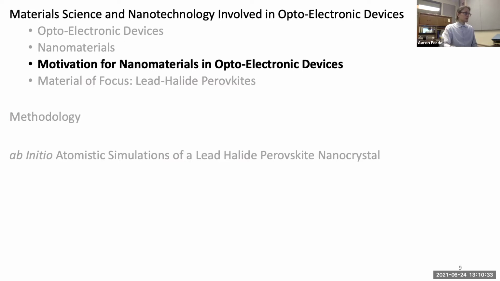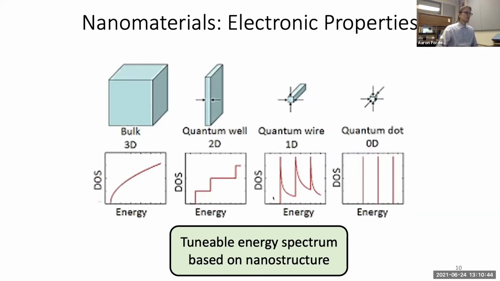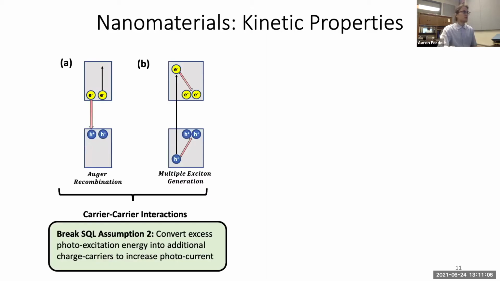And so the motivation for incorporating these materials into optoelectronic devices is that their electronic properties are highly tunable. Going from bulk materials to more and more confinement, the energy levels become much more discrete, and you can change the spacing between these energy levels based on their size as well. So their electronic levels are highly tunable, but then you can also try to tune the kinetic properties of charge carriers in these materials. One known method is through carrier-carrier interactions, which I'll gloss over, but essentially in the right scenario, from one single excitation you can create two charge carriers, which would increase the photocurrents. So you get more power out of your cell that way.